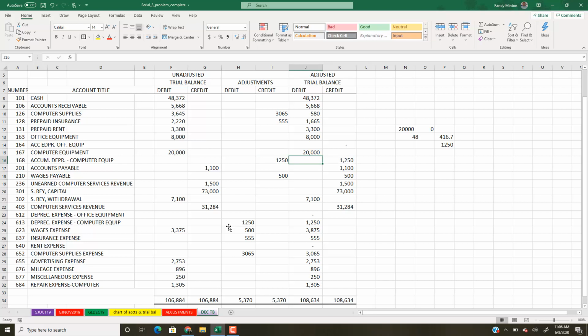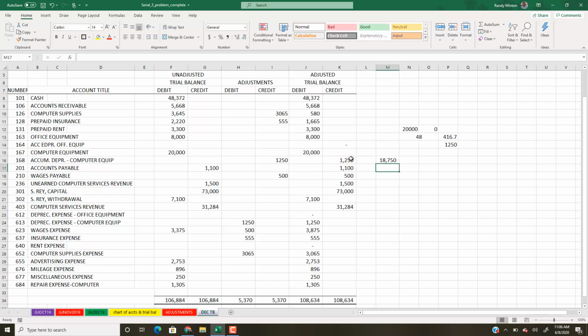And now you see that the accumulated depreciation is $1,250. So here's what I have. I have $20,000 worth of computer equipment that I've depreciated a total of $1,250 at this point. So if I needed to know what the book value of that equipment was, it's this minus this, or $18,750. That's the net book value of that equipment right now.